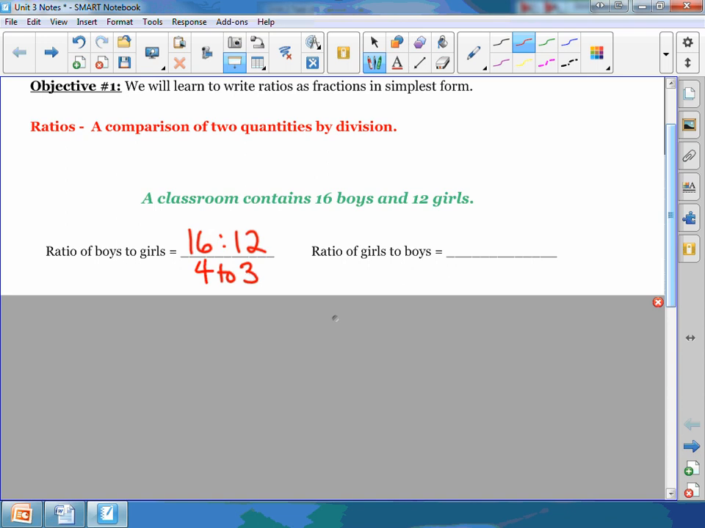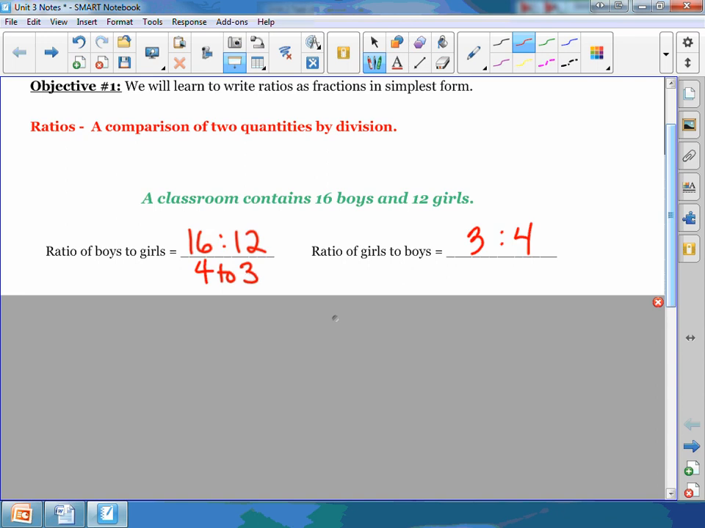Unless I tell you otherwise, and I doubt I will ever tell you otherwise, always put ratios in simplest form, just like you would fractions, okay? So you don't have to ask me, like, Mr. Lux, do you want this in simplest form? Yes. All right, always. So what about the ratio of girls to boys? Is it also 4 to 3? Order matters. Emily? We're going to reverse it, absolutely. So we'd say that's a 3 to 4. 12 to 16 would reduce to 3 to 4.